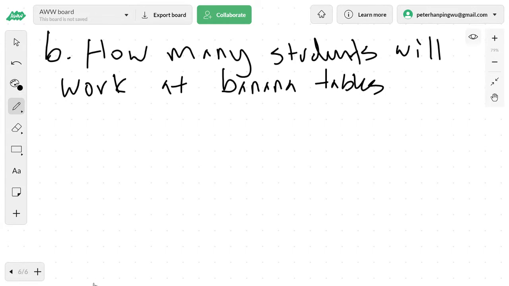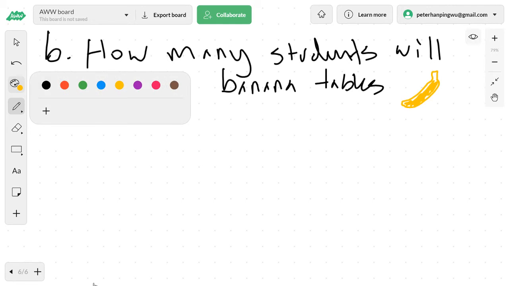So here we're having students hand out bananas, so I'm just going to, for fun, draw out a little banana. Oh, that's not yellow. Change to yellow. Oops. Undo those, and here's our banana, right? So this time we're working with bananas.